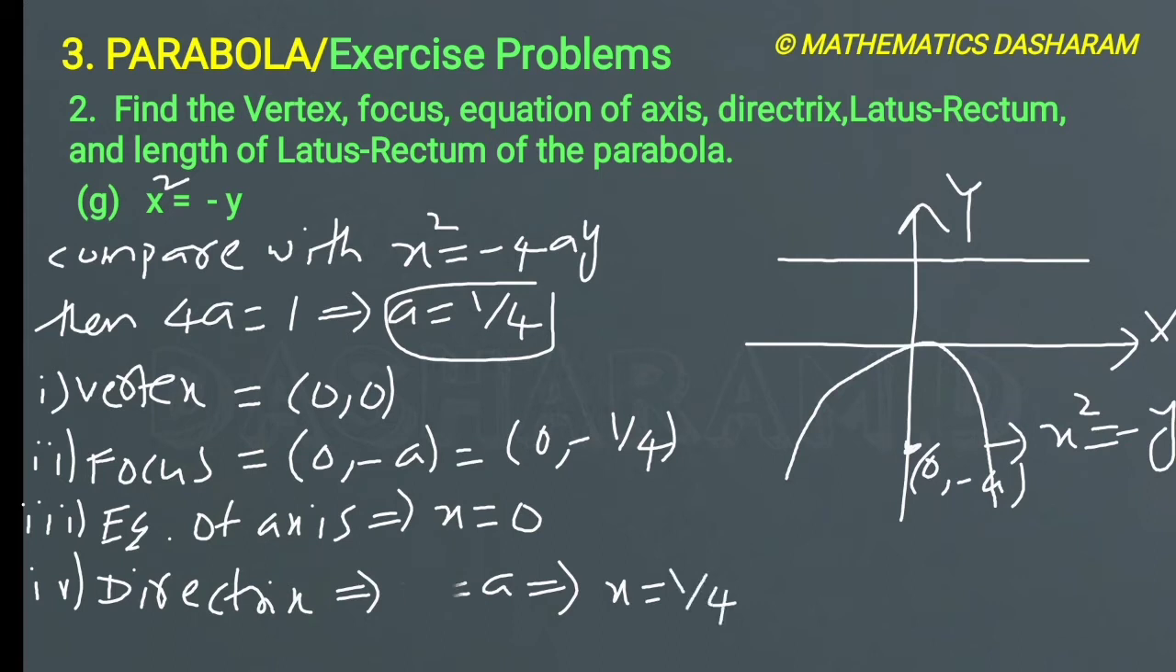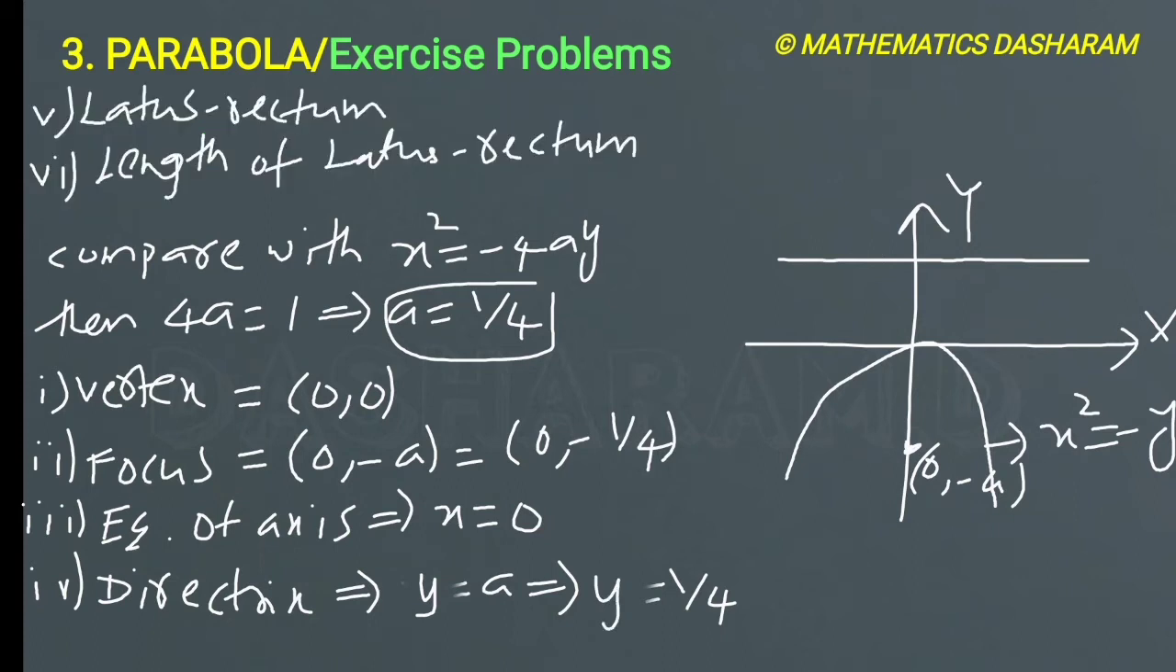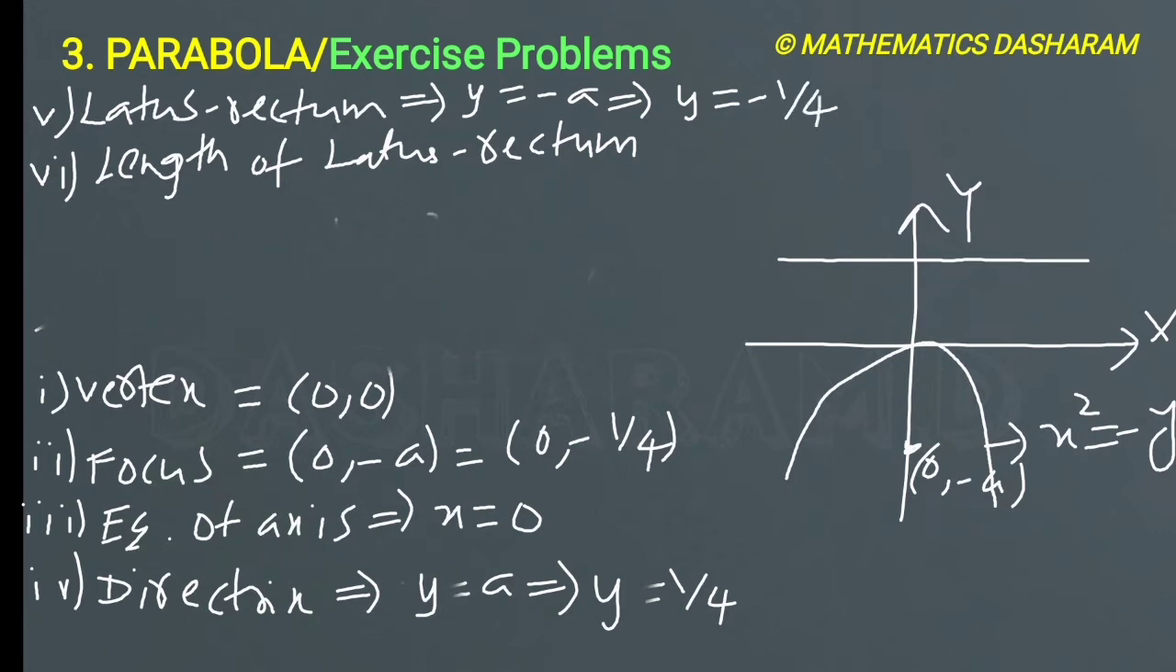Sorry, here y equals a, so y equals 1 by 4 is the equation of the directrix. Next, the equation of the latus rectum, that is y equals minus a, which implies y equals minus 1 by 4. Next, the length of the latus rectum, the formula is 4a, so then 4 into a value 1 by 4. Here 4 cancels, 1 is the length of the latus rectum.